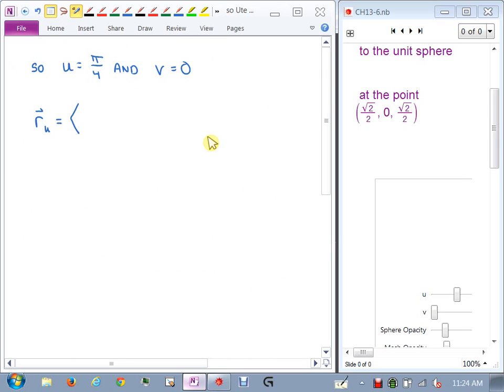Okay, so without going through all the work, you should get root 2 over 2, 0, negative root 2 over 2. And then the partial of r with respect to v, at the same point, you should get 0, root 2 over 2, 0. Make sense?